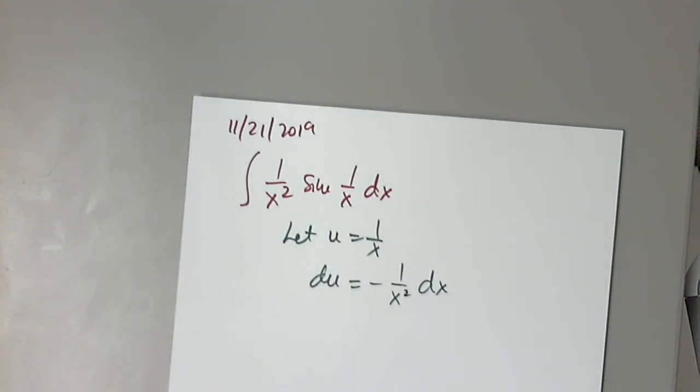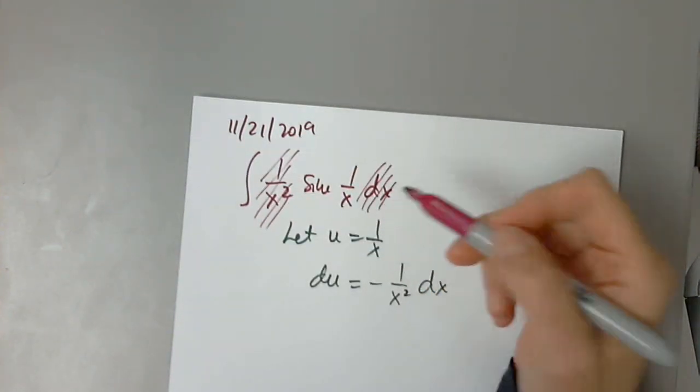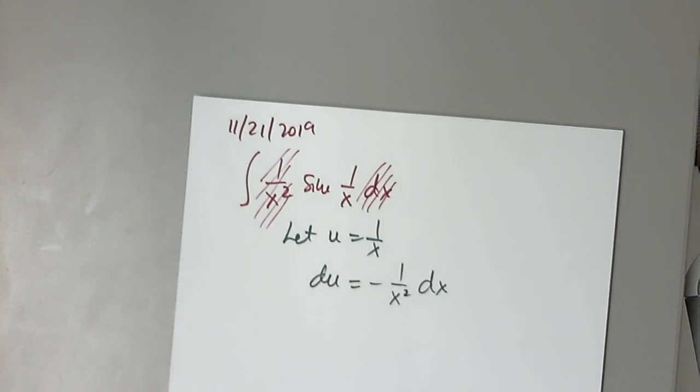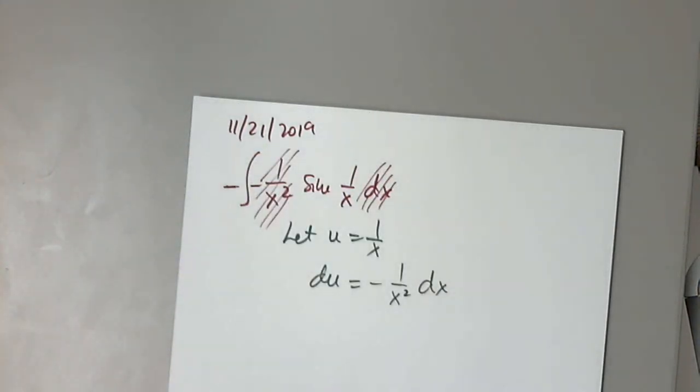So here's what I see in the integral. I see the 1 over x squared. I see the dx, but it's not enough because du has 3 pieces. I have this piece, I have this piece, but I don't have this piece. That's easy to make up. I'll multiply by -1 twice. Multiplying by -1 twice does not change anything. But now I have all 3 pieces that go into du. I have 1, 2, 3.